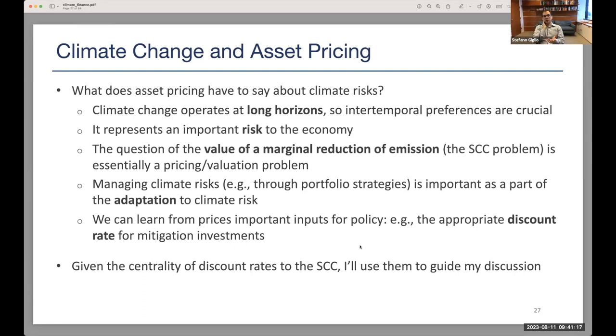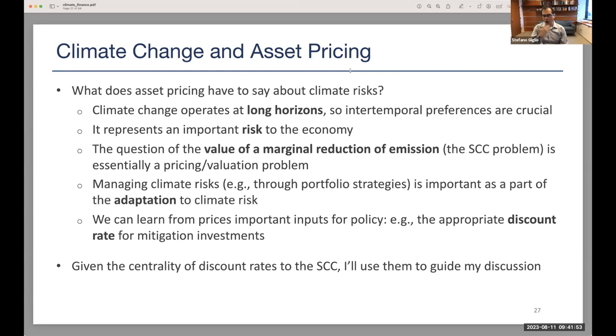Managing climate risk through portfolio strategies is what, as we talked about before, the ESG literature, the industry, is trying to do. It's trying, in one way or another, to do portfolio tilts that hedge investors from climate risks. And then there's an information problem. When I said before that you can learn important information from financial markets, here's an example. If we can read the appropriate discount rates from financial markets, which is something we typically do in finance, then we can use them for the optimal policy instead of getting arbitrary numbers.